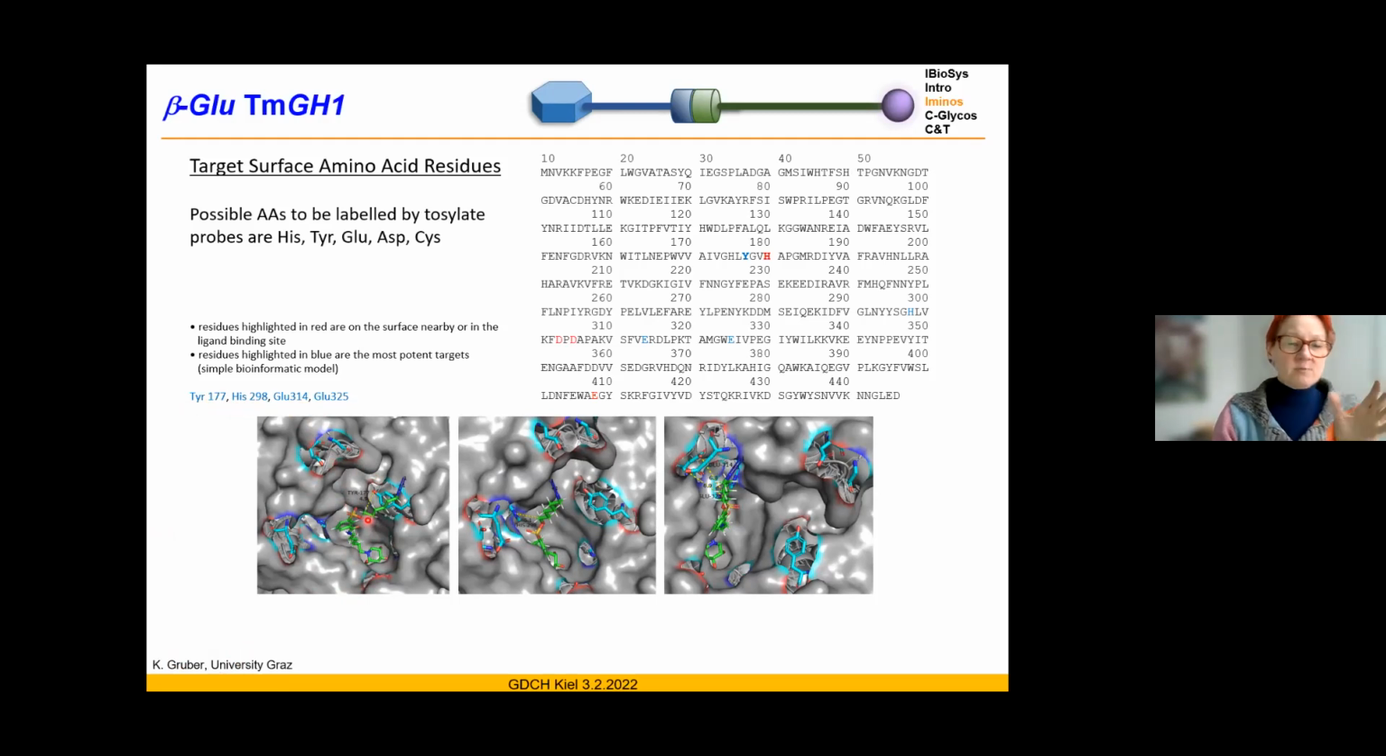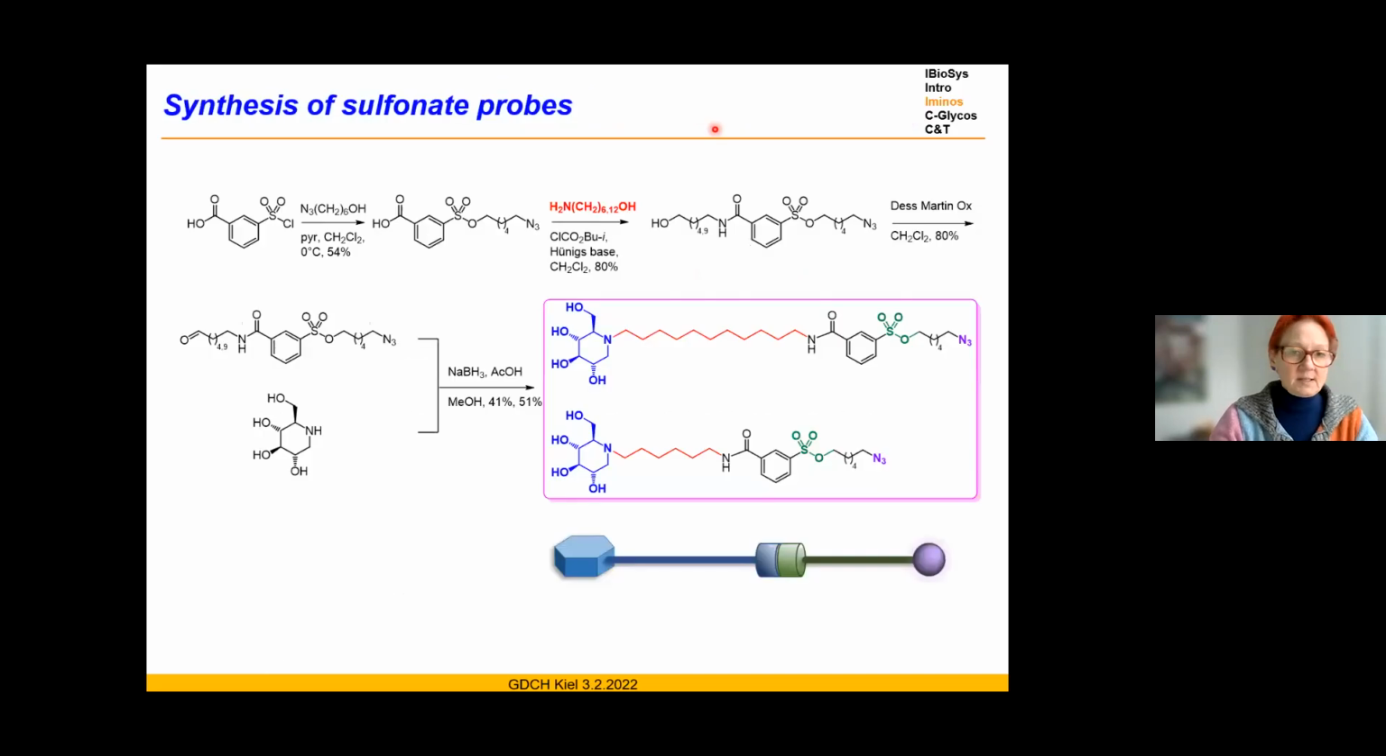And this is how we also designed the length of the spacer, or the linker, between the ligand and the reactive group. Okay, so this one should work in principle. This was fine. Next, we had to do the synthesis.